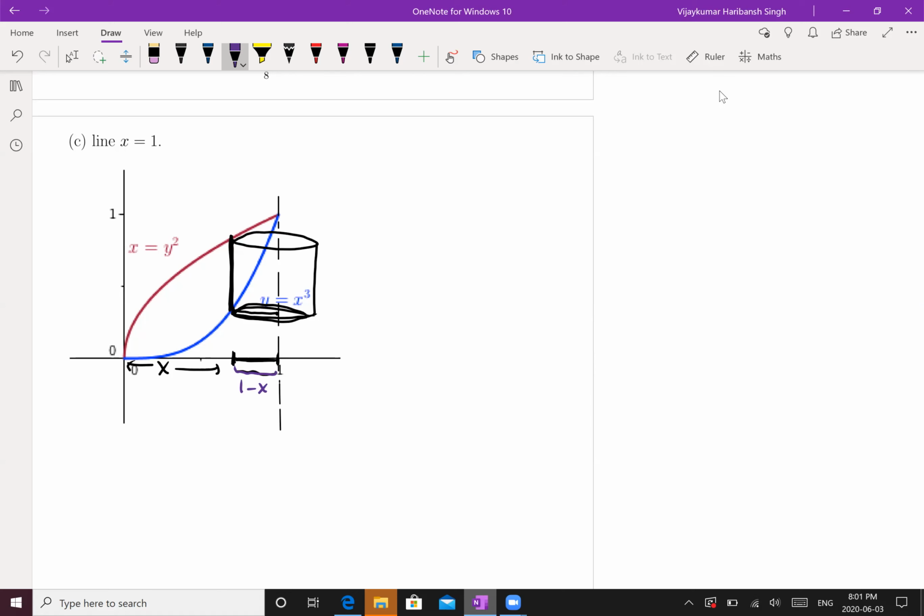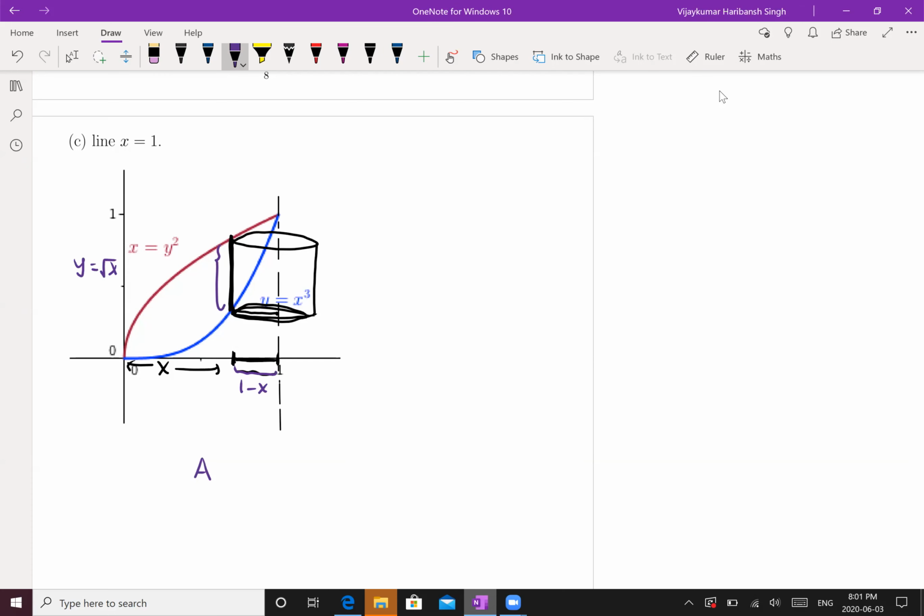And what is your height? The height of this part is going to be the upper height, which is basically y equals square root of x, because you need to write in terms of y, and the bottom one is x cubed. So the height f of x, the top height, is square root of x, and g of x, the bottom height, is x cubed. So let me write down the A of x.